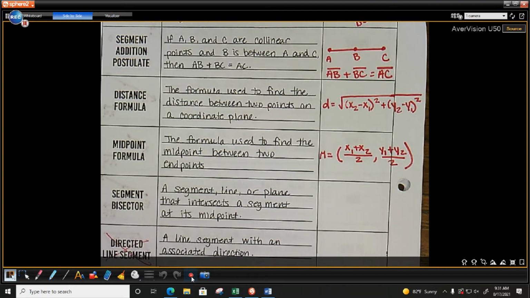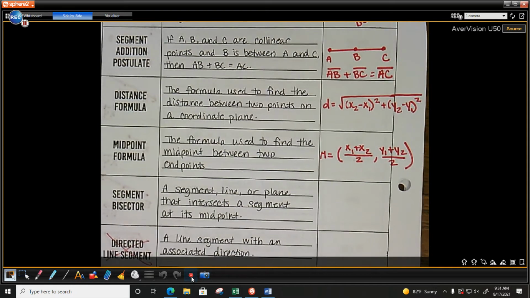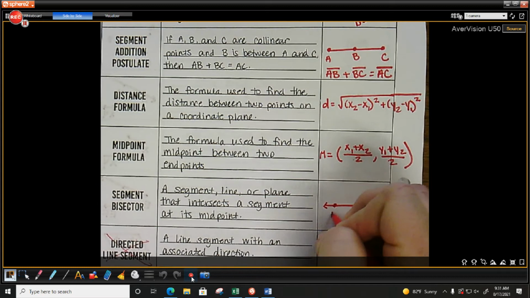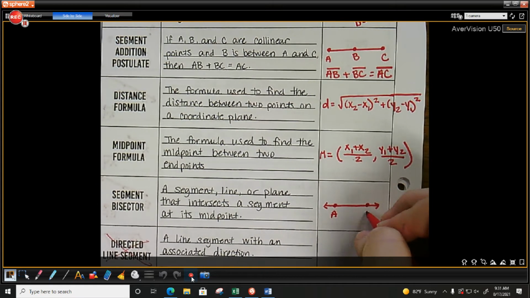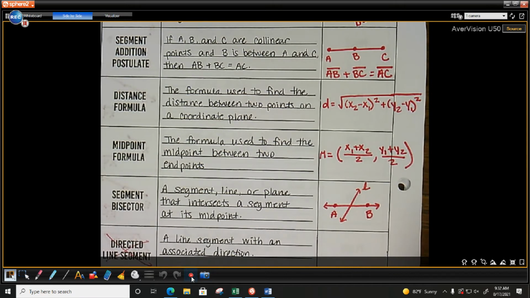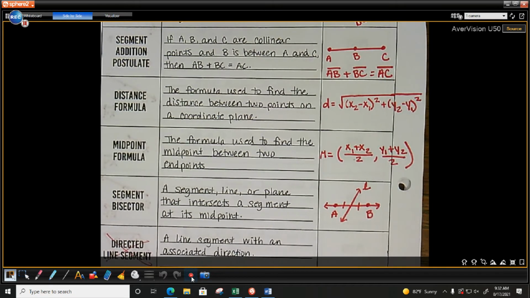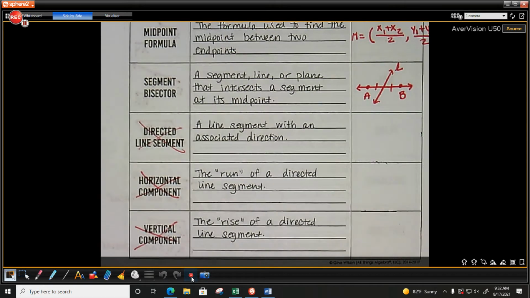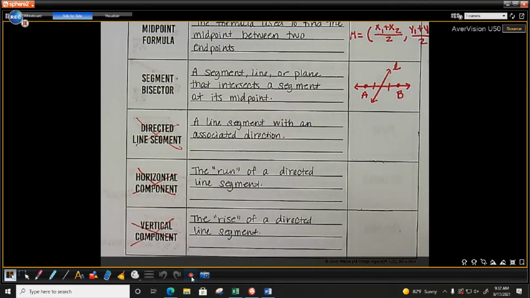Next is a segment bisector. A segment bisector is a segment, line, or plane that intersects a segment at its midpoint. So let's see, if I have this line AB, and then I have a line cutting through it, line L, and then I say these two are congruent. That's how we denote congruent. Those are the same. Okay? That means line L would be your segment bisector. It's breaking my line AB into two congruent pieces. Good?